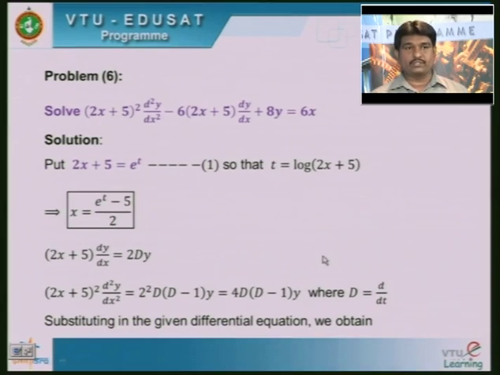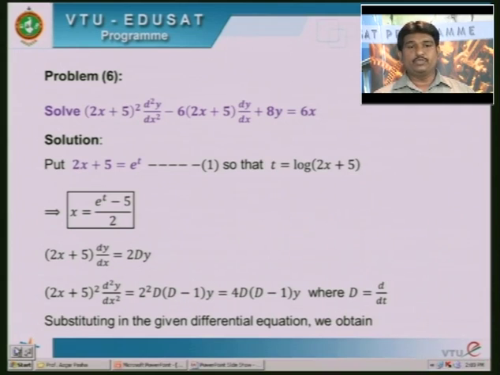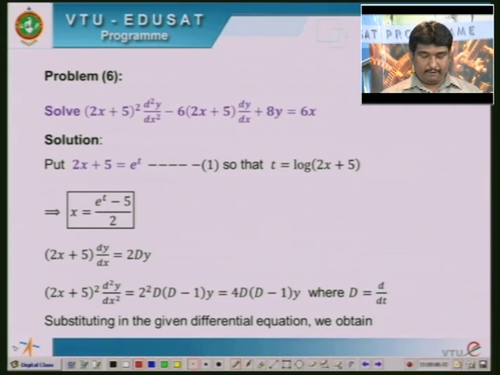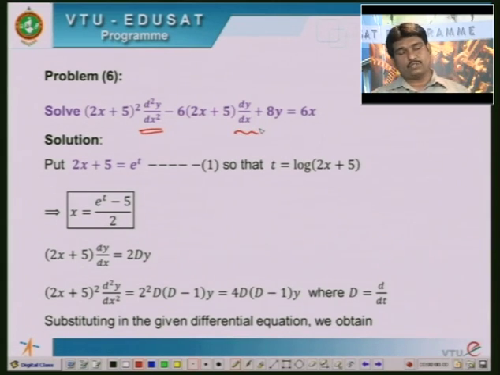Problem number 6. Solve (2x + 5)² d²y/dx² − 6(2x + 5) dy/dx + 8y = 6x. You can see the coefficient of d²y/dx² is of the form (ax + b)², the coefficient of dy/dx is some constant into (ax + b), and the coefficient of y is a constant, equals 6x. This is Legendre's differential equation.